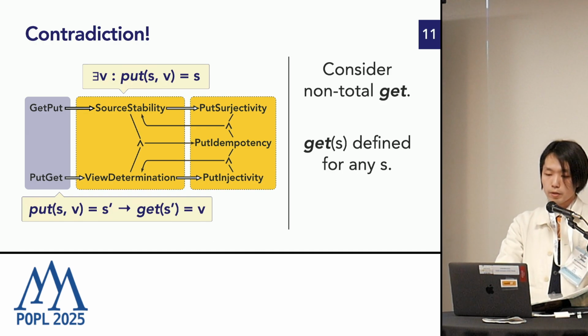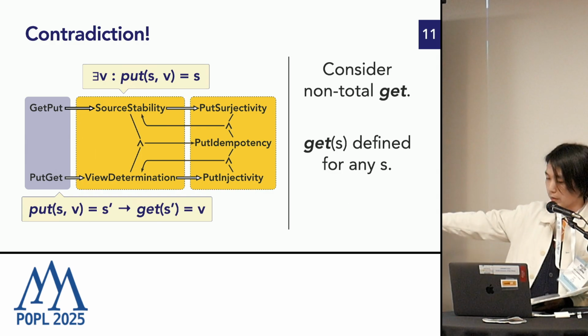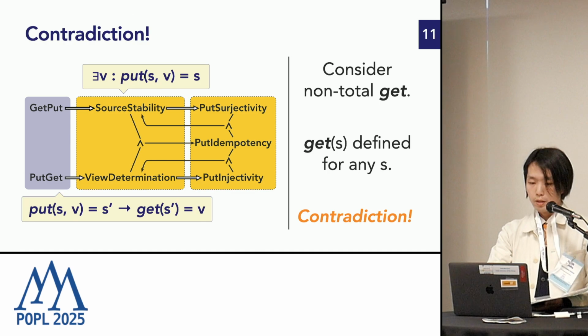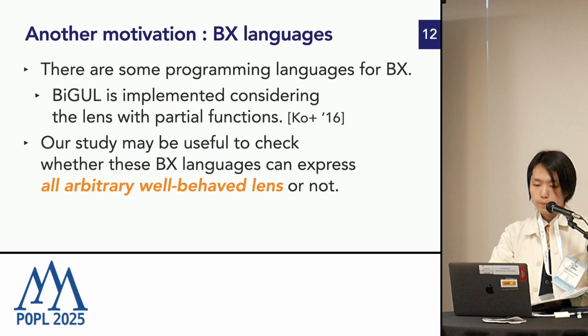So we assume that the conditions hold for non-total functions, but this get cannot be partial. So this is a contradiction. This contradiction motivated our research, and our main purpose is to consider this problem. Furthermore, our study may be helpful in other ways.